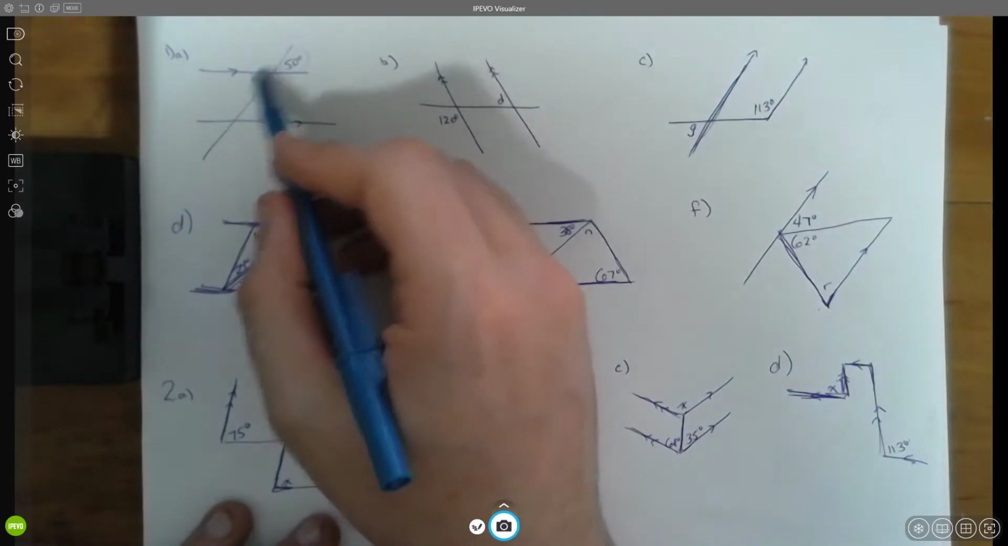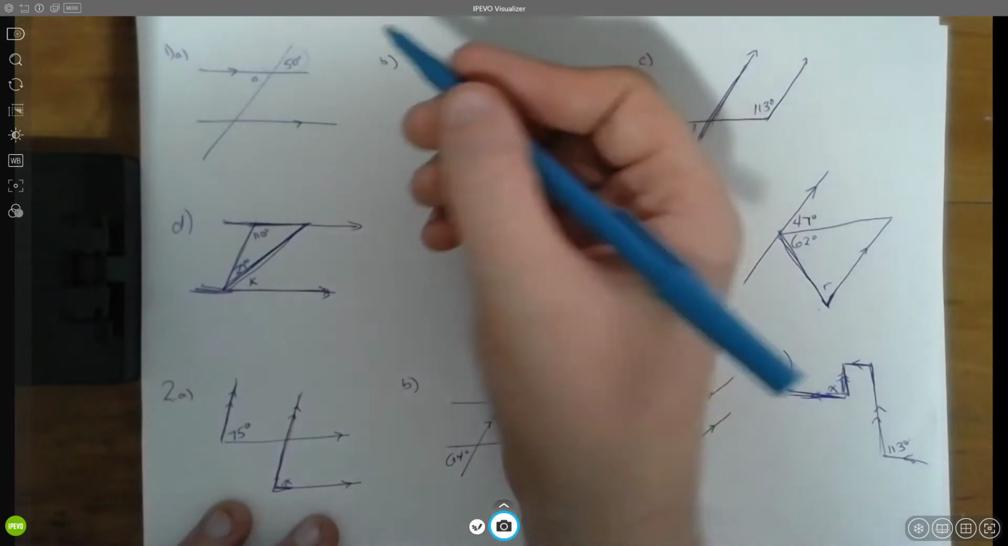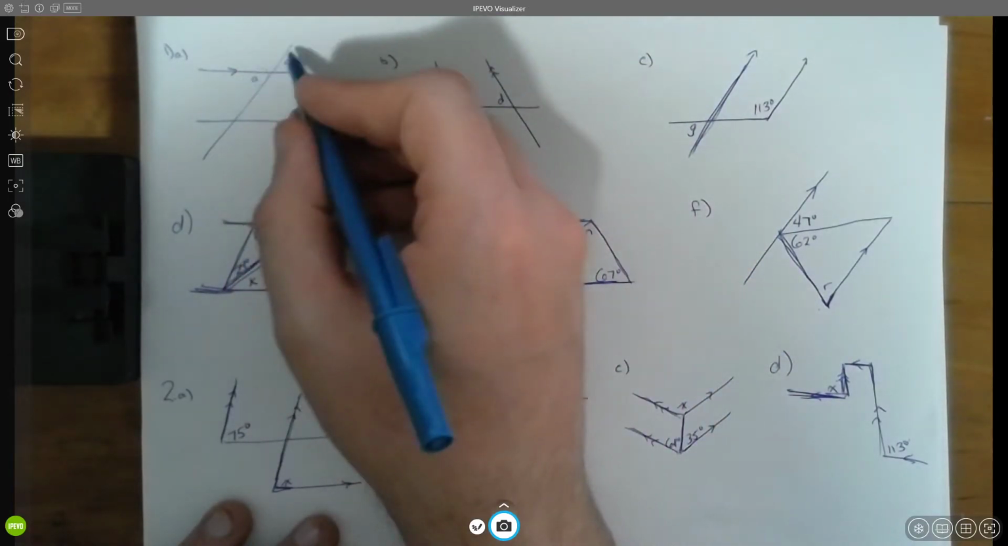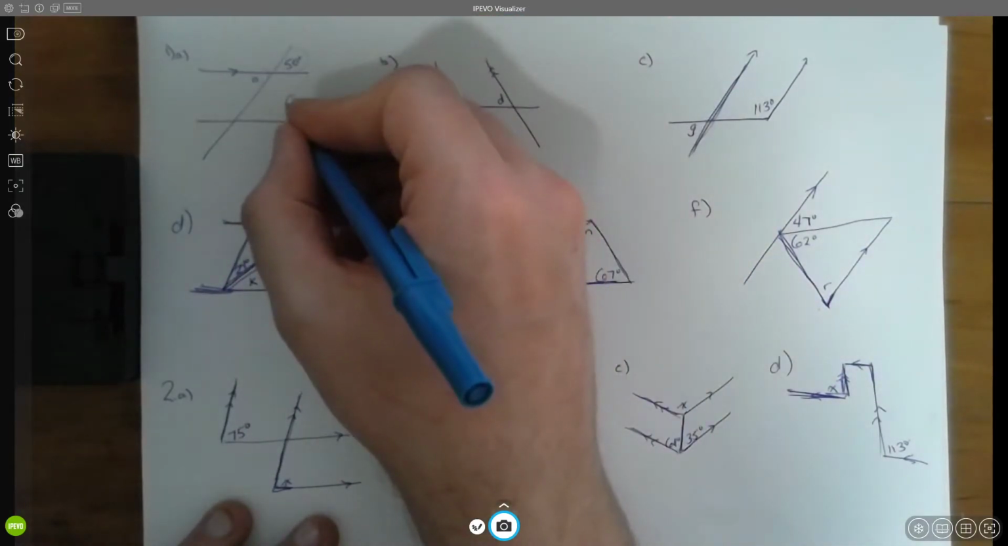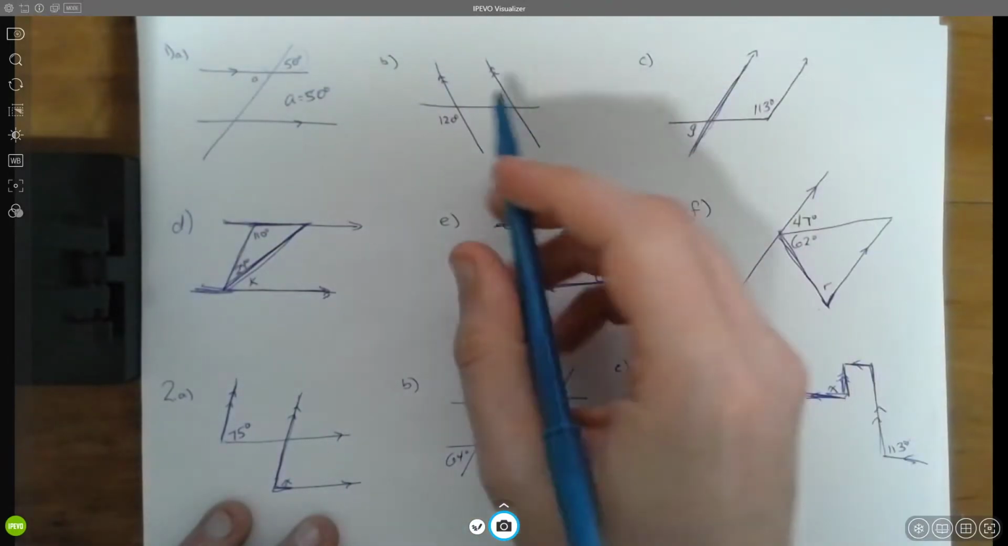And because these are opposite angles to each other, exactly opposite to one another, we know that they have to be the same. Opposite angles like that are the same. So in that case, A is 50 degrees. If this is 50, this is also 50.